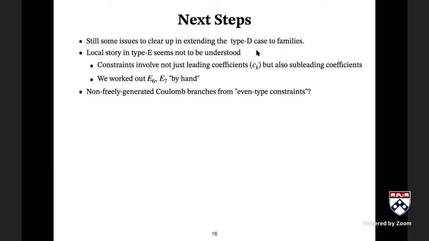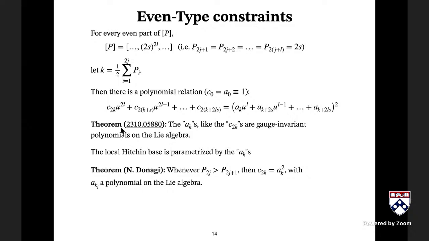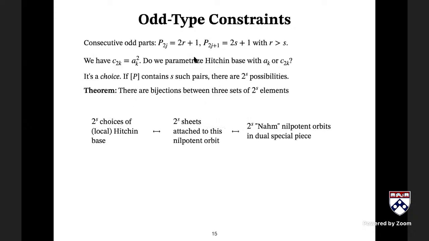But what I'd like to end with is a question about non-freely generated Coulomb branches from these even type constraints. Let me go back to that story. We had these polynomial relations, and what I told you was that we should treat the A's as our Coulomb branch parameters, not the C's. The C's obey complicated polynomial relations. The A's freely generate the Coulomb branch chiral ring, and so we should go with them as our generators, not the C's. Then on the next slide, I said that for odd type constraints, I have a choice. I can use A or C. And so you might say, well, why not?